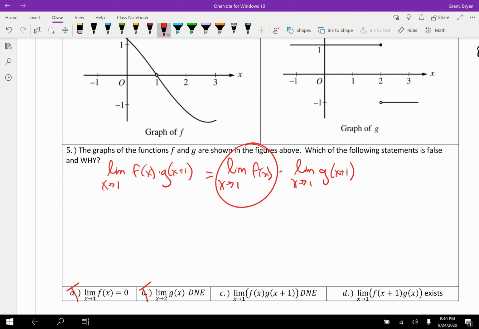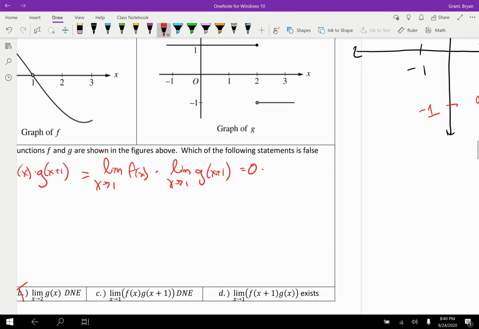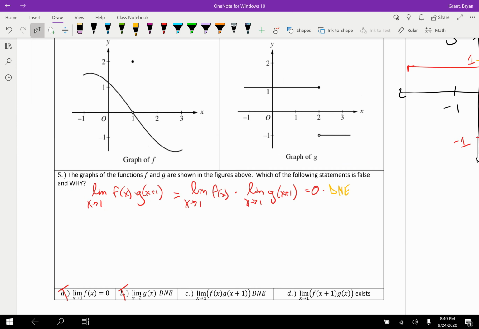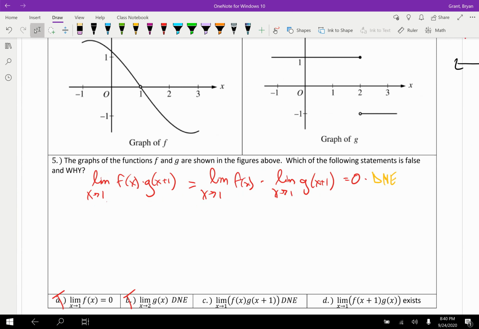Well, the limit as x approaches 1 of f of x we found earlier. That is 0. But the limit as x approaches 1 of g of x plus 1, take a look at this, as we approach 1 from each side here, that does not exist. That's a jump discontinuity. And you're like, oh, okay, 0 times does not exist, gotta be does not exist. We're done with it, seems true. But it's not, because we made a false step here.